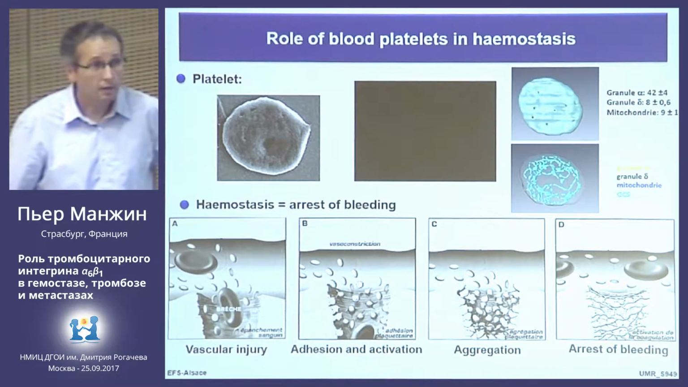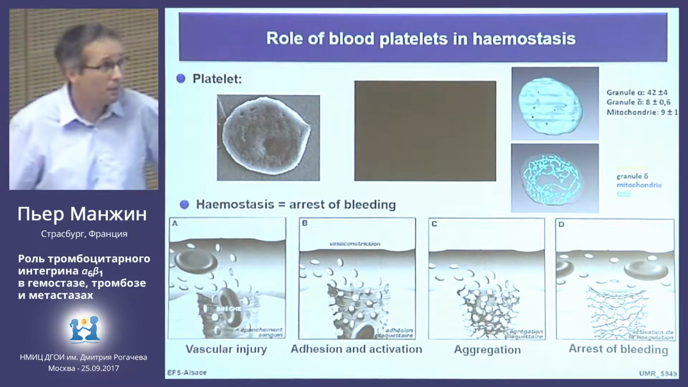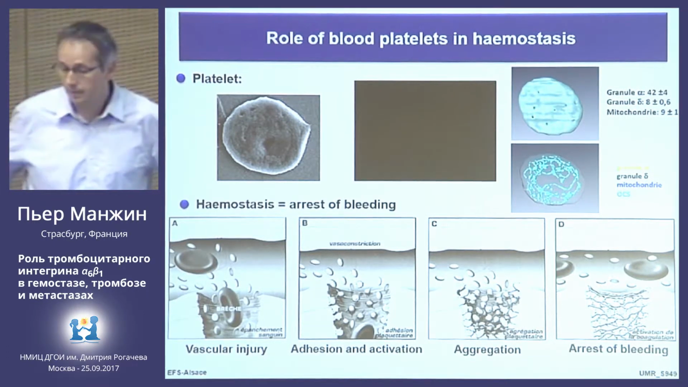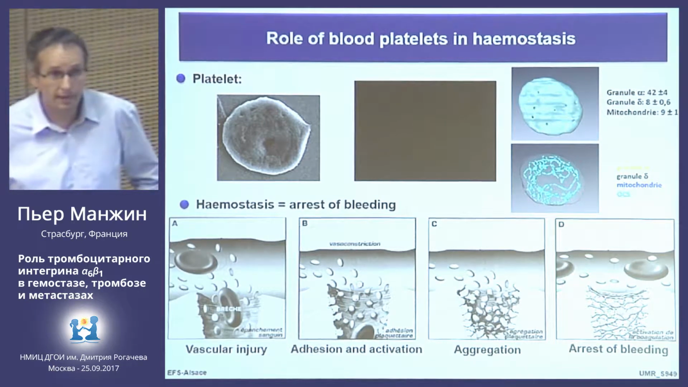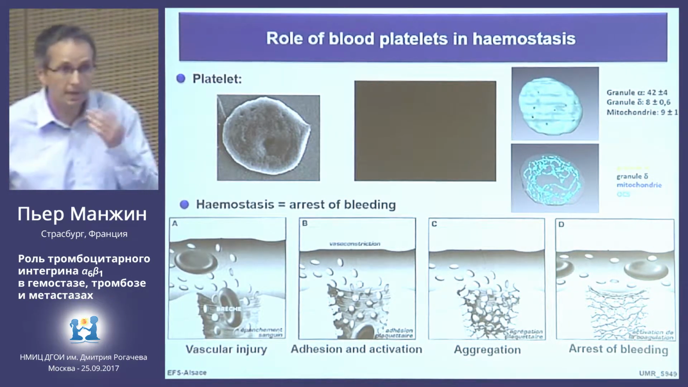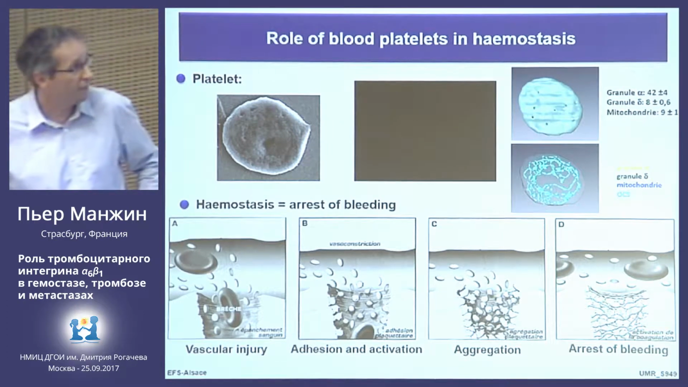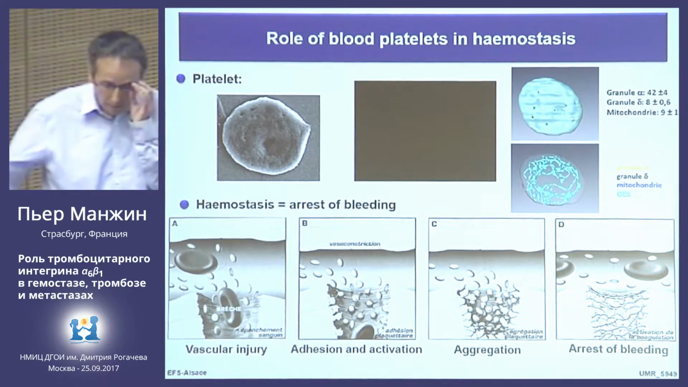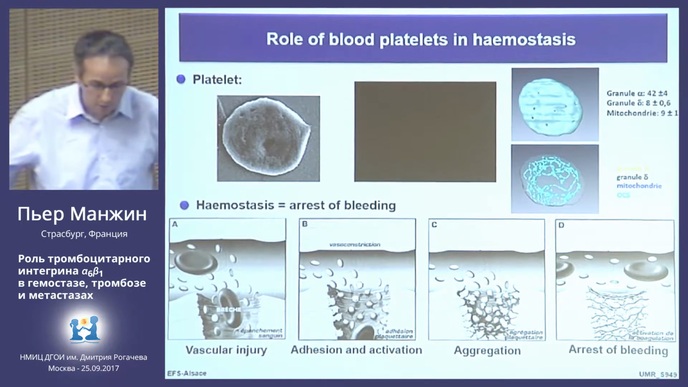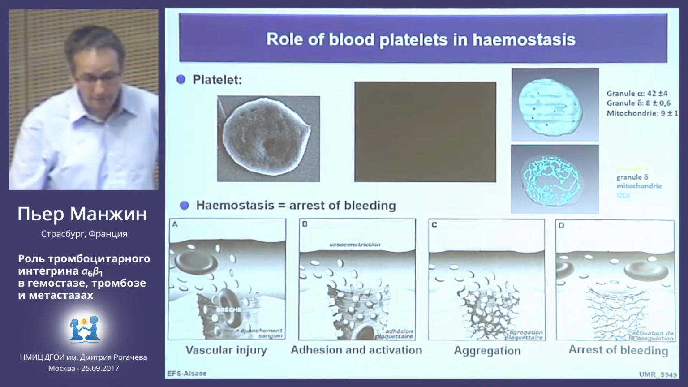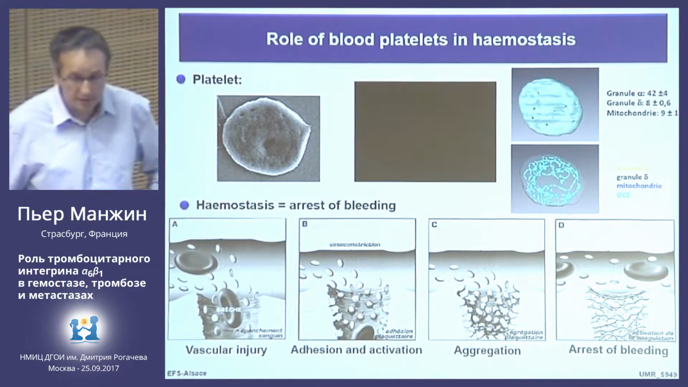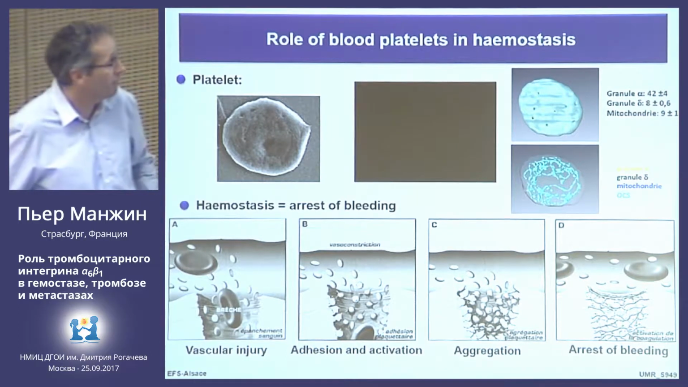Organelles in the platelets are very important because they play major functions related to their main role, hemostasis, but also non-hemostatic functions, releasing many biologically active substances. So platelets play mainly a role in hemostasis, which are the mechanisms leading to the arrest of bleeding.